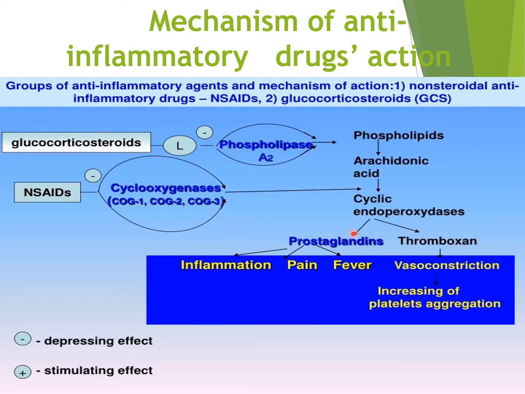And I want to pay attention that there are two main groups of drugs with anti-inflammatory activity: glucocorticosteroids, or another name, steroidal anti-inflammatory agents, which block phospholipase A2. And the drugs that we discuss with you, non-steroidal anti-inflammatory drugs, block the enzyme cyclooxygenase.